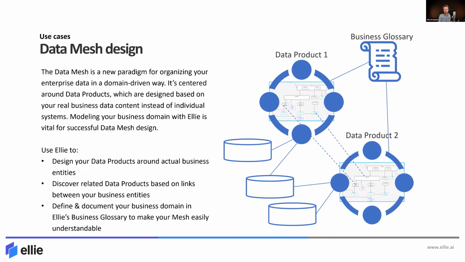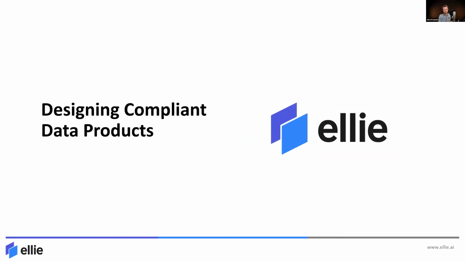So those are some use cases where we are seeing this business-focused data modeling, data product design being used. The approach we take today is something that we're thinking of in terms of compliant design. So how do we figure out in the early stages what part of the data product is critical in the sense of GDPR?